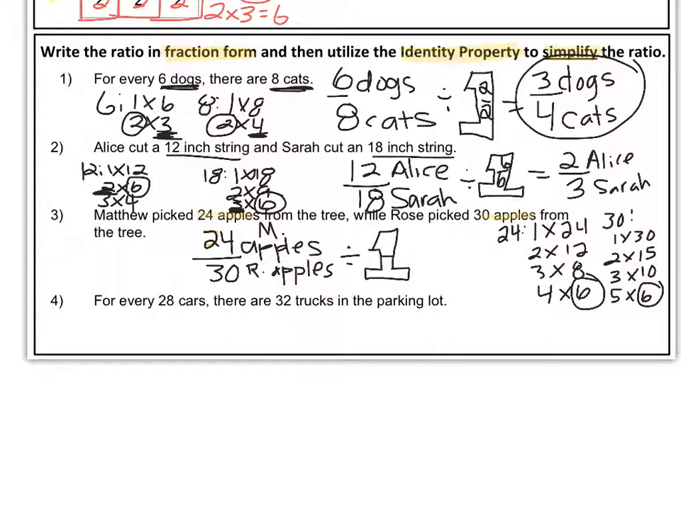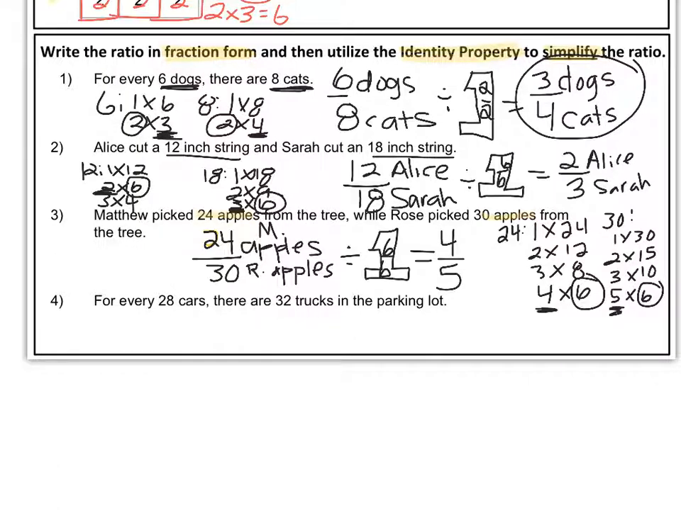So we're going to put 6 over 6. And 6 over 6 makes 1. 24 divided by 6 is 4. We see it right here in our list, so that's 4. And then 30 divided by 6 is 5, and we see it right there in our list.